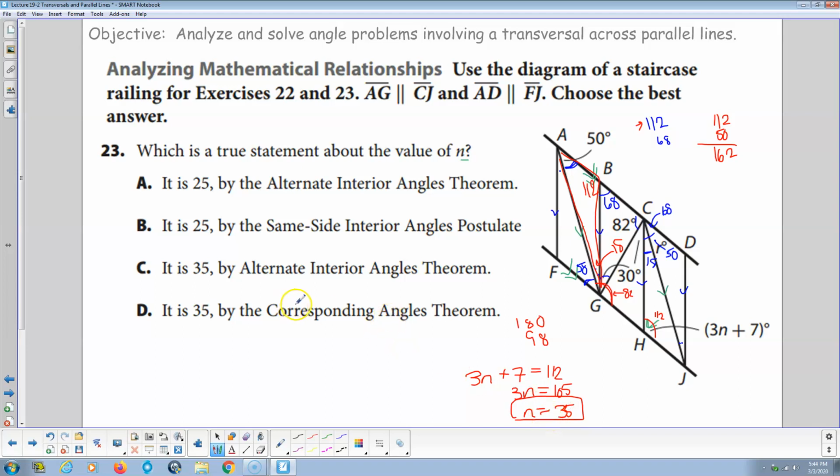And directly, I don't see directly how that works. Let me clean everything else up here. Okay, now it says, by the corresponding angles theorem, I'm thinking here, because we said this angle here, BGH, corresponds to CHG, and we said BGH was 112, so this guy here, CHJ, had to equal 112, but that didn't solve for n directly. But I'm guessing answer D, it's 35 by the corresponding angles theorem.